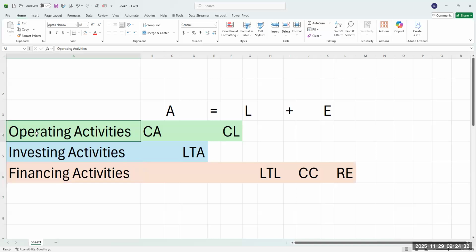So in order to prepare operating activity, we have to see how much cash comes from the current assets and the current liability. For the investing activities, to get that section, we have to find out how much cash came in and went out for the investing activity, which is related to the long-term assets. For financing activities, we have to find out how much cash came in and went out on the activity related to the long-term liabilities and equity, which is contributed capital and retained earnings.